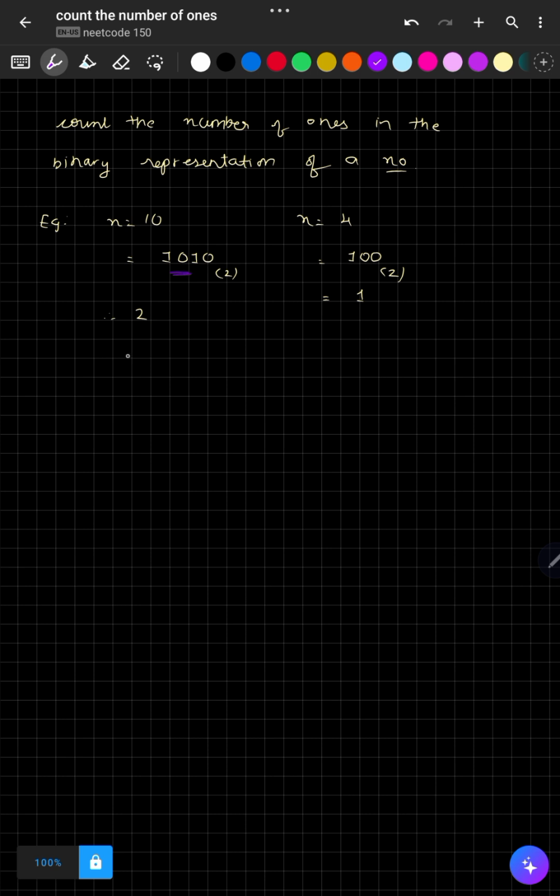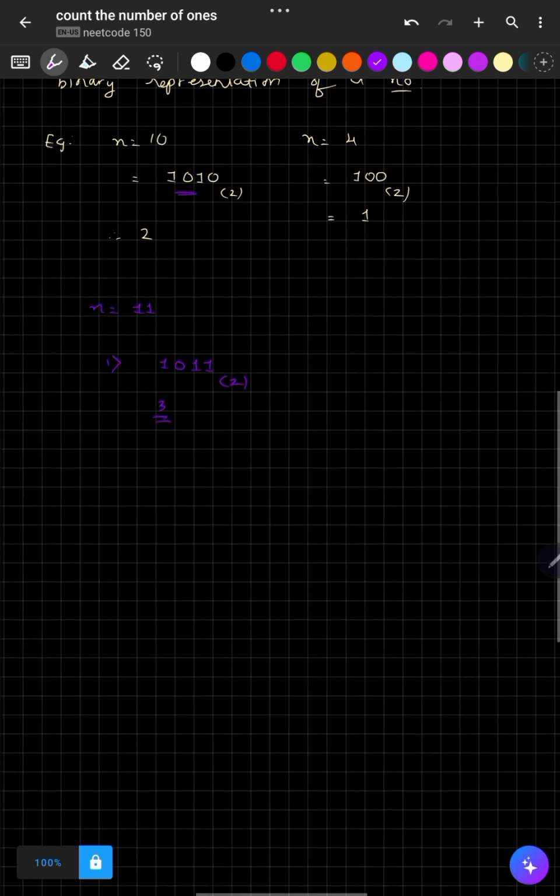Similarly, let's say the number given is 11, and we have to calculate how many ones are there. So method 1 is you can just convert 11 to binary, and that is 1011. We know how to convert a decimal to binary representation, and so 1011, and you can count. You can just right shift and you can keep counting.